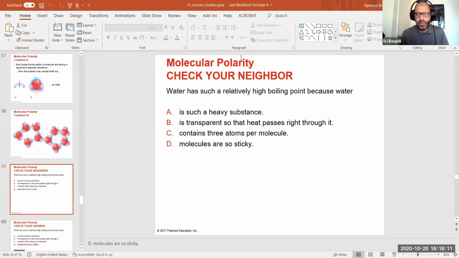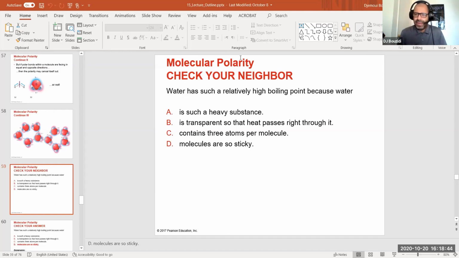So, which brings me to the second part of this question, which is: water has such a relatively high boiling point because it boils at 100 degrees Celsius. Is it because it's a heavy substance? Is that the cause? We saw that it's not as heavy as CO2. We can calculate them actually. Is it because it's transparent and so heat passes right through it? That's a funny answer.